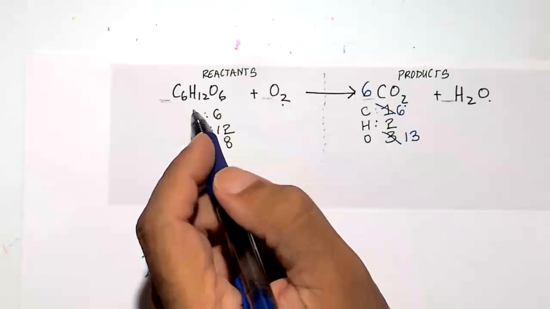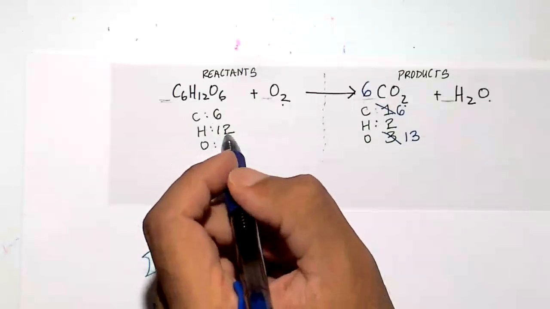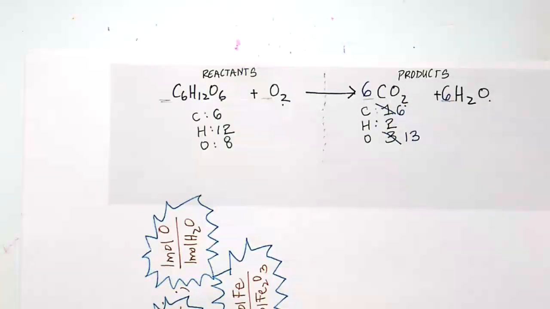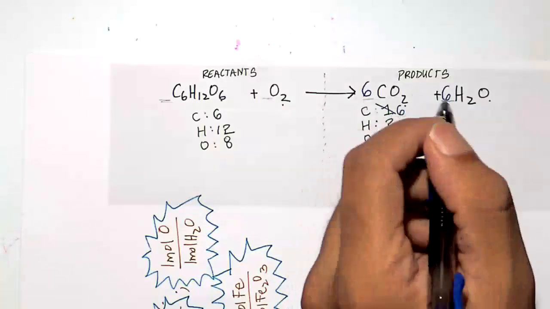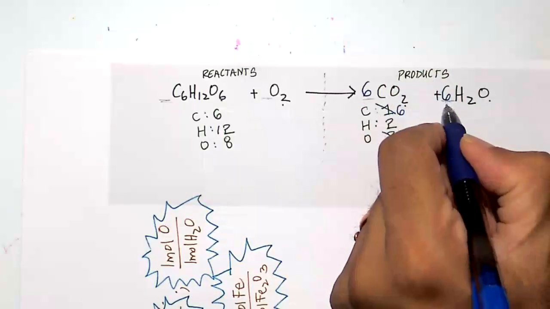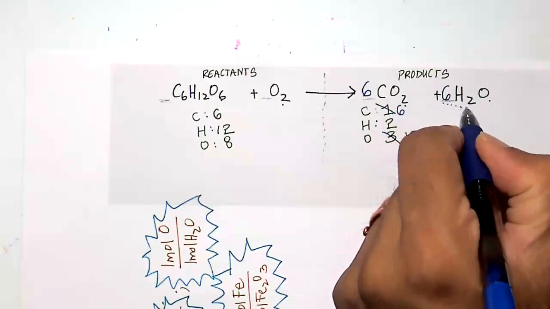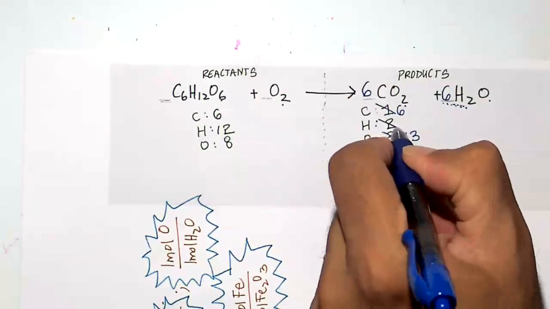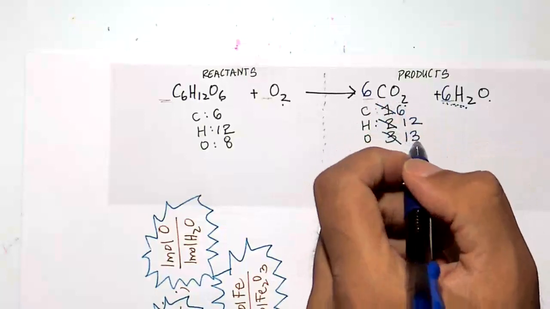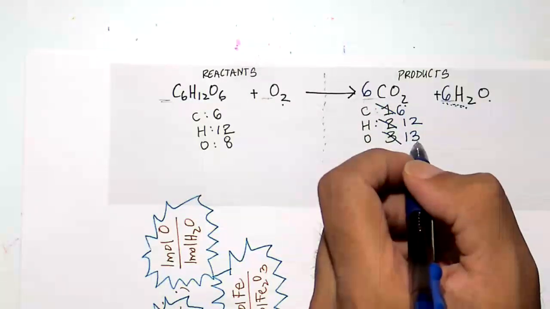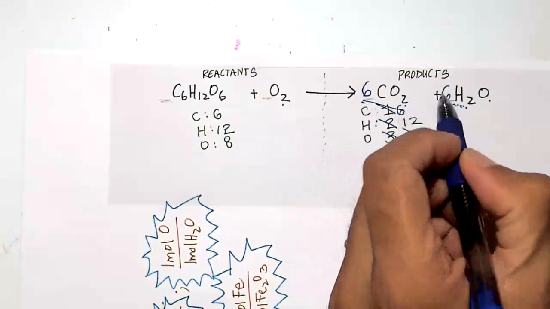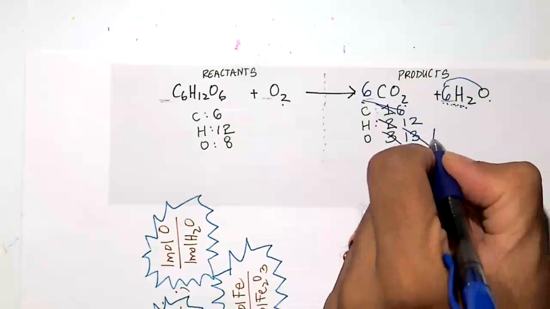Now, to me, I'm going to go for the hydrogens if I put a 6 here. And if I put a 6 here, how many hydrogens do I have? 6 times 2 is 12. Okay, very good. Now, how many oxygens do I have? You're Samantha, right? How many oxygens do I have? What's 12 plus 6?